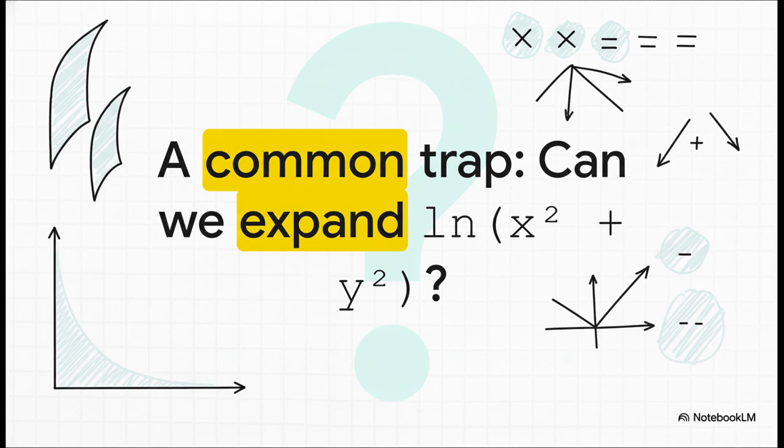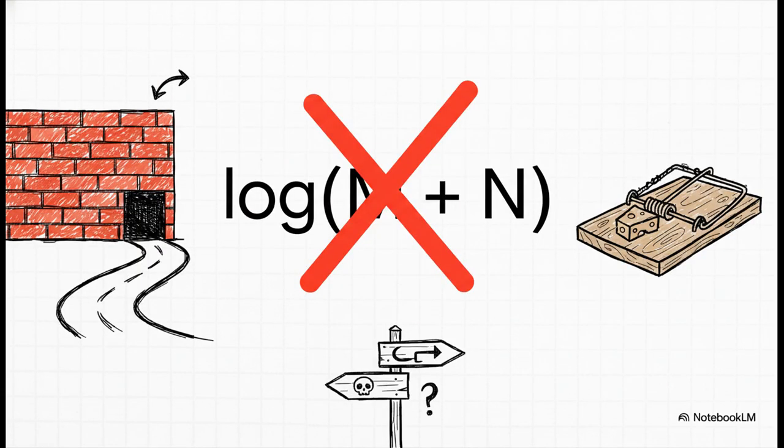Okay, time for a classic trick question. We know how to handle multiplication and division inside a log. But what about addition, like in the natural log of x squared plus y squared? Can we expand this? And the answer is a big, flashing no. This is a super important point. The log laws only work for multiplication, division, and exponents inside the log. There is no rule for a sum or a difference. It's a dead end. So whatever you do, don't fall into that trap.